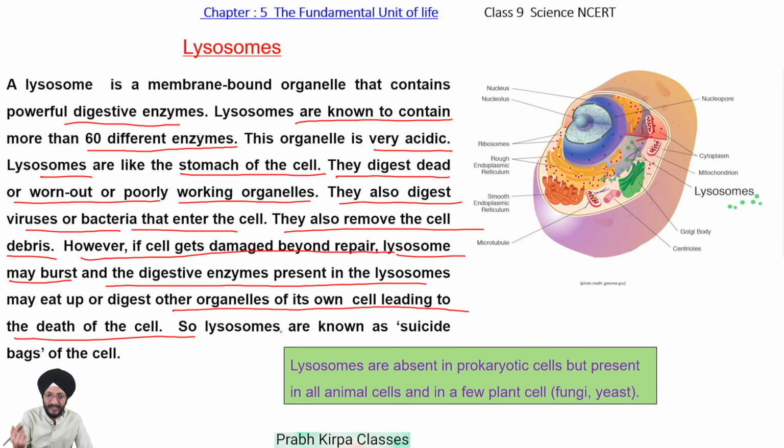They are found floating in the cytoplasm or attached to the rough endoplasmic reticulum. You can see here in the picture, this is the cytoplasm, and these are freely moving ribosomes, and some of the ribosomes are attached to the rough endoplasmic reticulum. Another type of endoplasmic reticulum is smooth endoplasmic reticulum, but ribosomes are only attached to the rough endoplasmic reticulum and not with the smooth endoplasmic reticulum.